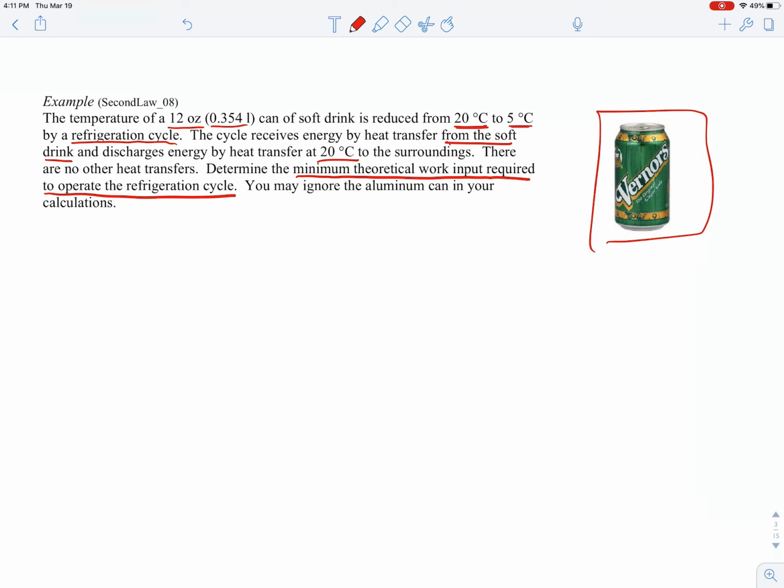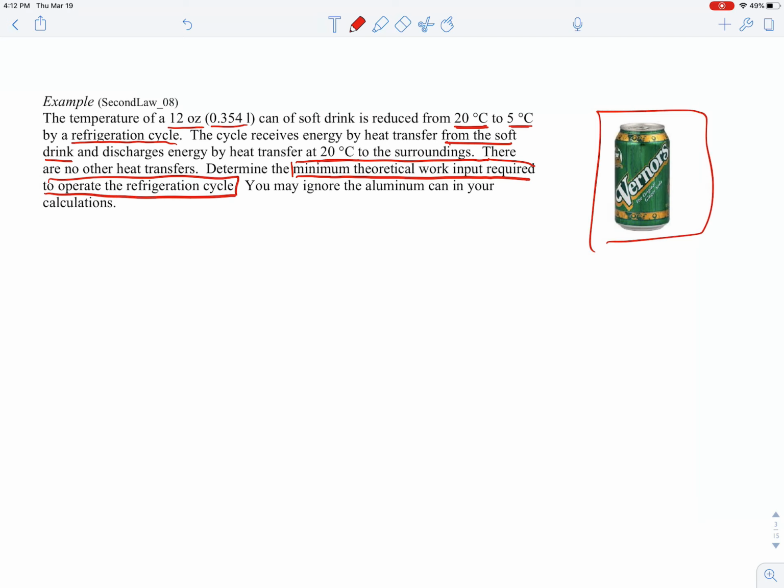And we're told we can ignore the aluminum can in our calculations. Okay, so what we're trying to do is find the minimum theoretical work input required to operate the refrigeration cycle. So what we're going to actually do is make use of the first law because we're trying to calculate the work input. So let me go ahead and sketch this out for you.